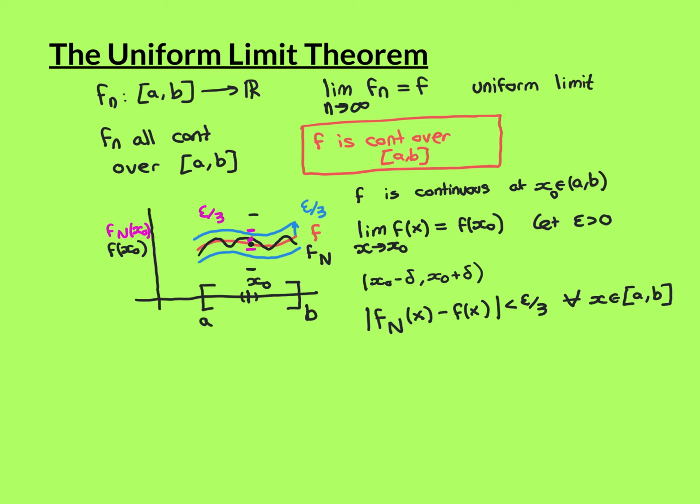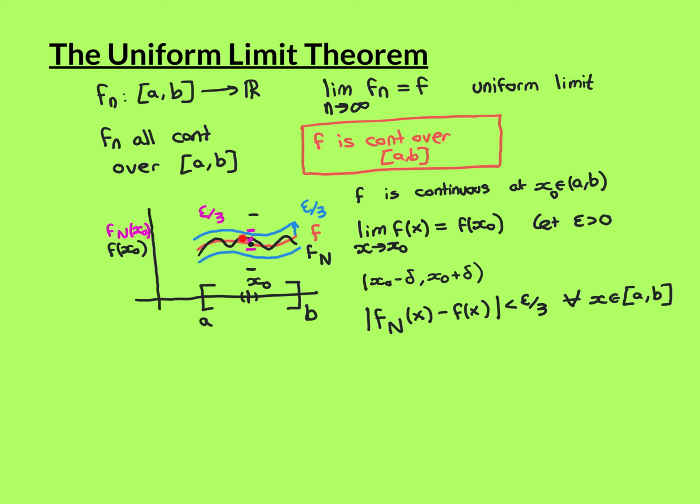And then finally, I'm not interested in where these points are going to be mapped onto by the function f big N. I'm actually interested in what they're going to be mapped onto by f. But of course, because f big N is entirely in this blue tube of distance epsilon over 3, I know that these points, where they're being mapped onto by the red line, are going to be at most epsilon over 3 away from where they're being mapped onto by the black line, which is f big N.